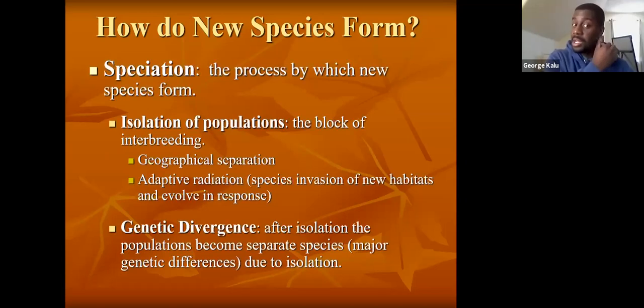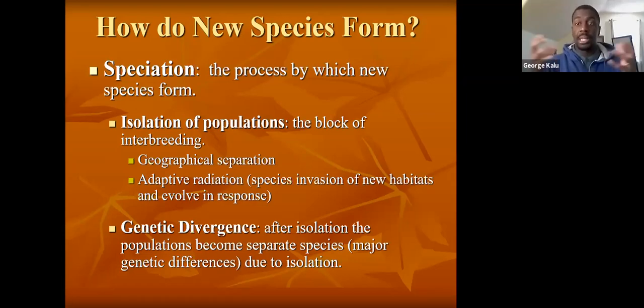So speciation is going to happen in a couple of ways. The first way is by what's called isolation of the populations. Basically, you separate individual populations long enough that they eventually become their own individual species. This can be done through geographical separation, or this can be due to adaptive radiation. We'll talk about those on Thursday as well.